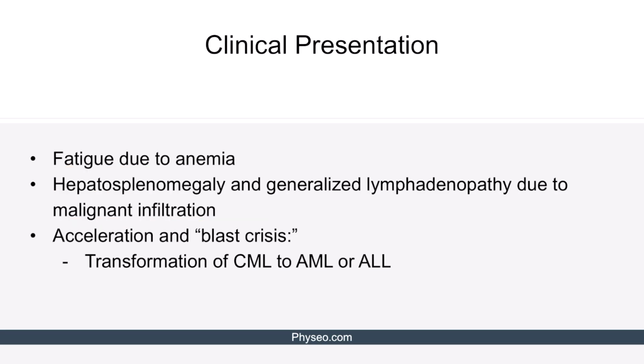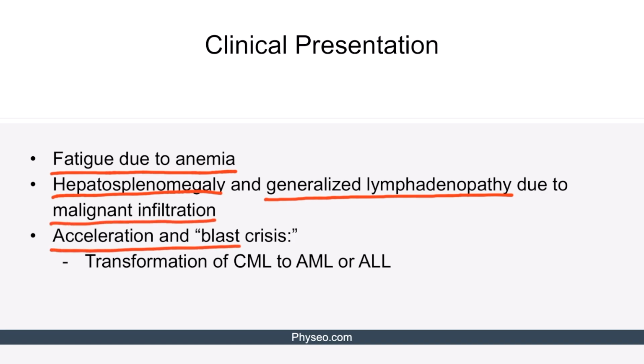Let's talk about the clinical presentation. CML can present with fatigue due to anemia. Hepatosplenomegaly and generalized lymphadenopathy are caused by malignant infiltration of the reticuloendothelial system. Finally, CML can undergo an acceleration phase marked by accelerated cell proliferation, and it can finally go into the blast crisis. And this is when CML is transformed to acute myelogenous or acute lymphoblastic leukemia.